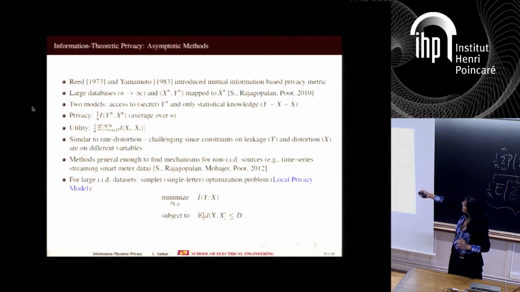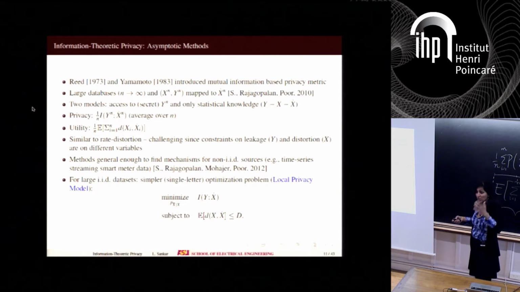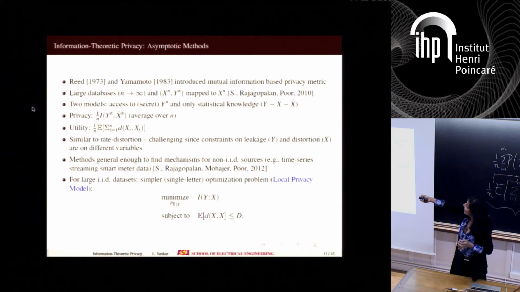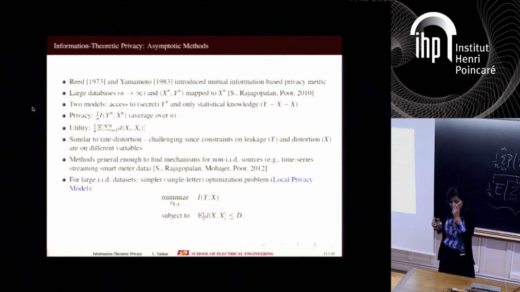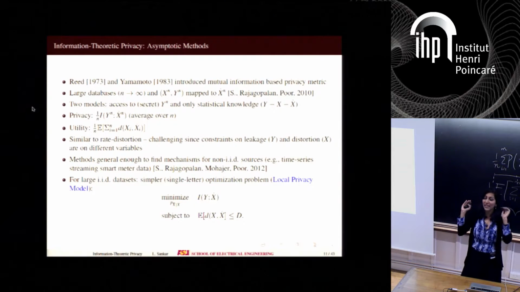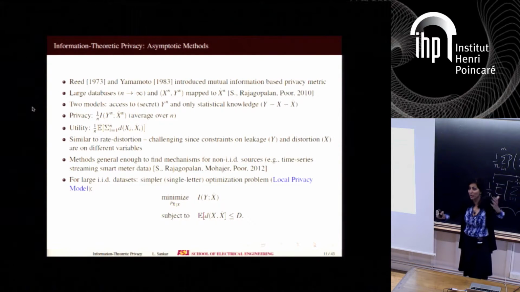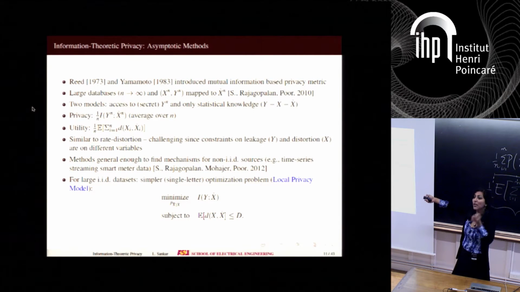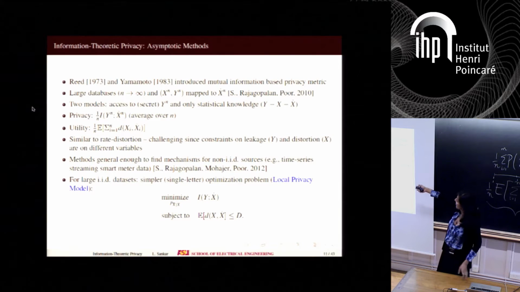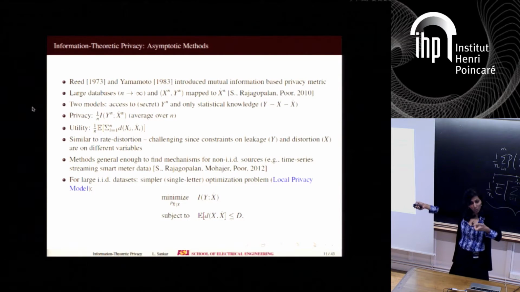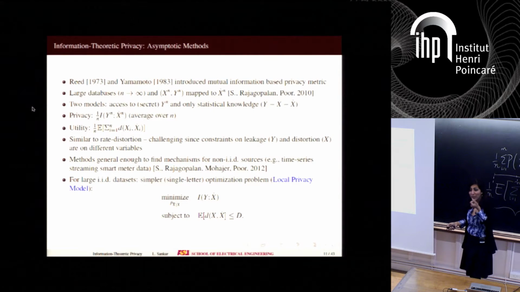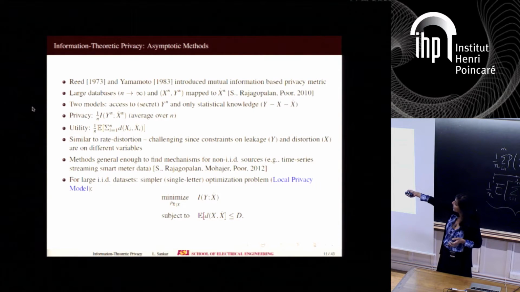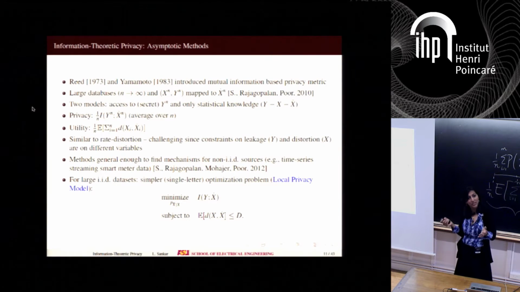All right. Since then, in terms of asymptotic models, there's some work that I've done on this, where I say that we are looking at large data sets, and they go to infinity, and we have public and private parts, and we want to map the public while we minimize the leakage of other privates. And the privacy metric is really, on average, how many bits do you leak in terms of mutual information, and the utility is always this.